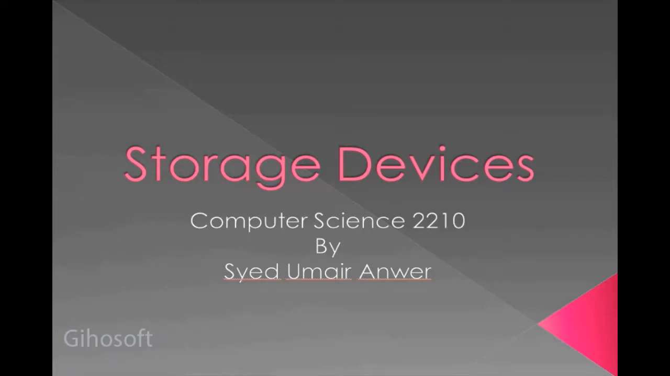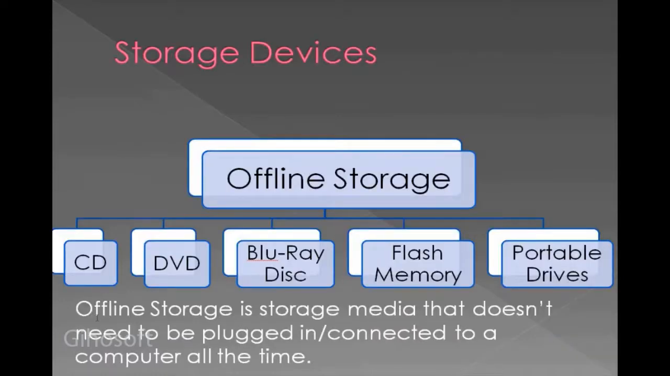So we were discussing storage devices and we covered almost half of the topics: the types of storage, the primary memory and secondary memory. Today we are going to discuss offline storage. Before we start, just remember that offline storage is a storage media, or that storage device, which doesn't need to be plugged in or connected to a computer all the time. It doesn't need a constant power supply to hold its data.